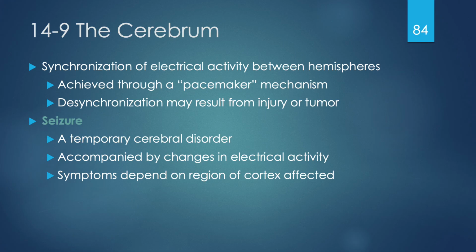To allow for synchronization of electrical activity between the right and left hemispheres of the cerebrum, we have a pacemaker mechanism. And if this becomes broken in any way, then we have a desynchronization. And so that can arise from a situation where there's an injury or a tumor. So for example, seizures are basically a temporary cerebral disorder because we don't seize indefinitely, right? And so this will be accompanied by a change in electrical activity, which is why when somebody is seizing, we may hook them up to an EEG so we can see what part of the brain is having the seizure disorder. So the symptoms that the person is experiencing will depend on what area of the cerebral cortex is affected by the seizure activity.